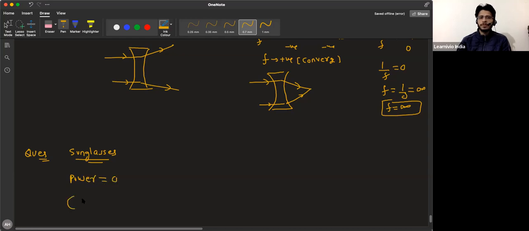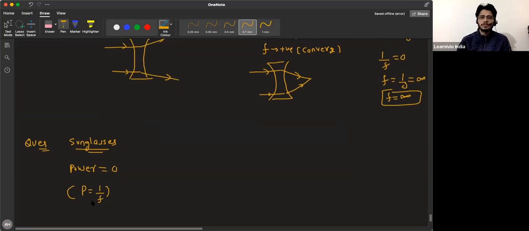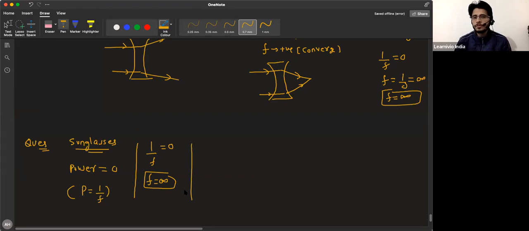Power is basically 1 by focal length, which means if power is zero, 1 by f is zero. Means how much is the focal length? Infinite. So what is there in a sunglass which gives you infinite focal length? For infinite focal length, you can have a plane surface, but sunglasses are not a plane surface, they are a curved surface. So what happened in a sunglass? A sunglass is a convex to concave lens. You have one convex surface, another concave surface. It's a convex to concave lens.